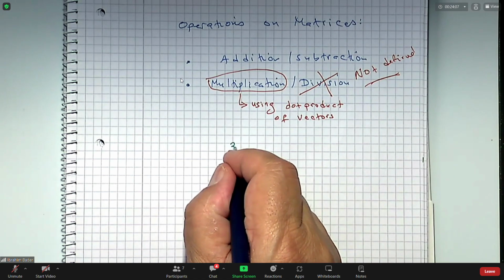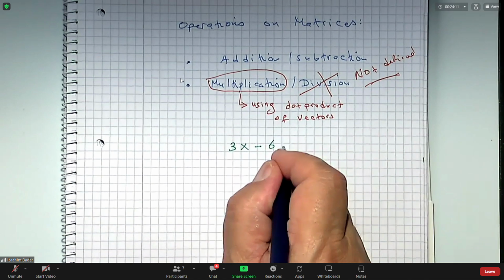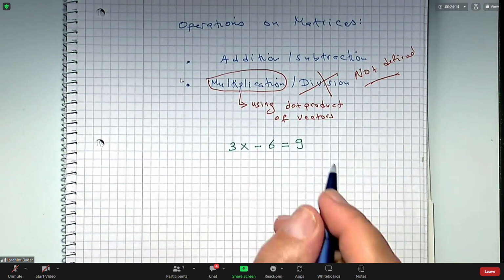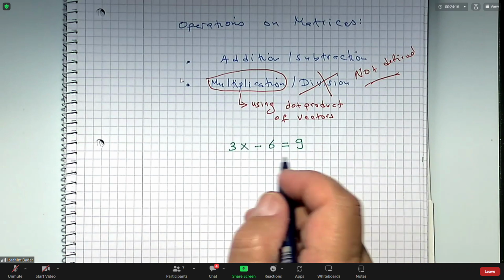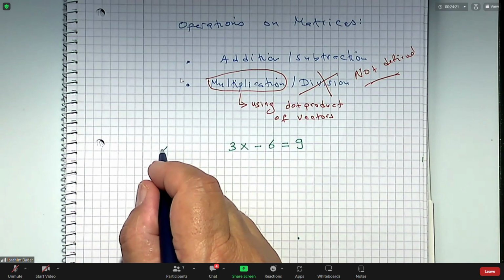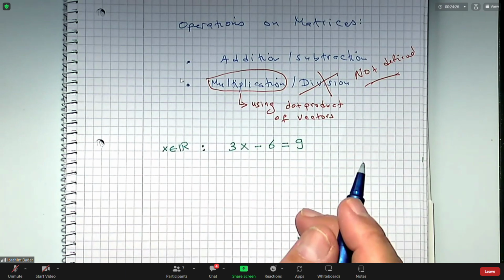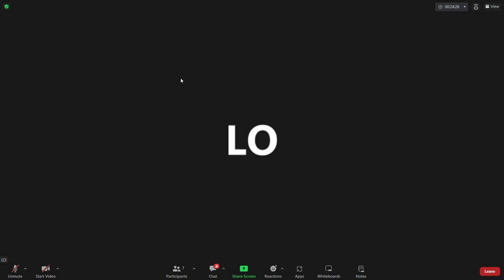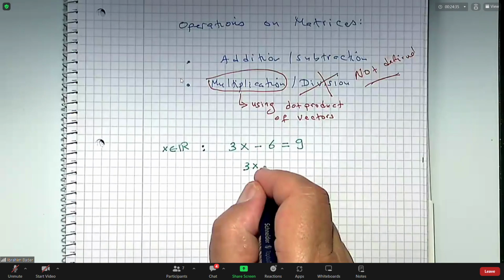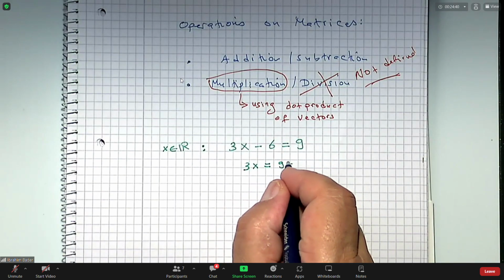If you remember, now I want you to help me out with that. If I tell you 3x minus 6 is equal to 9, how will you solve it? Now forget about matrices, these are numbers, x in R, not a matrix. How do you proceed here? You collect the like terms: you take 6 to the other side, 3x is equal to 9 plus 6.